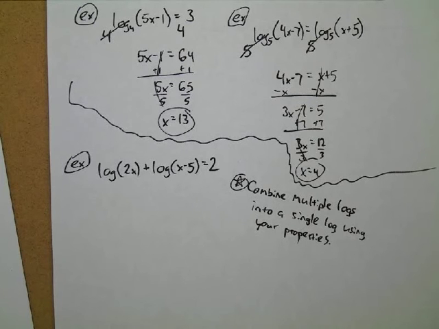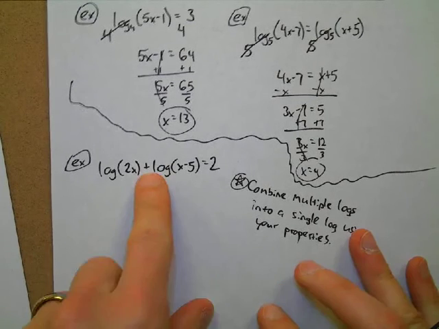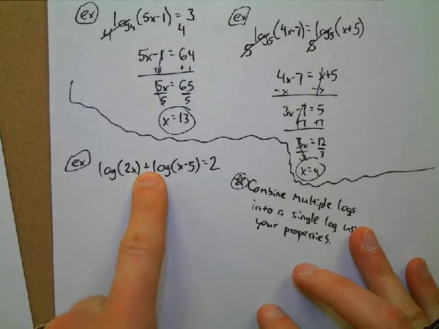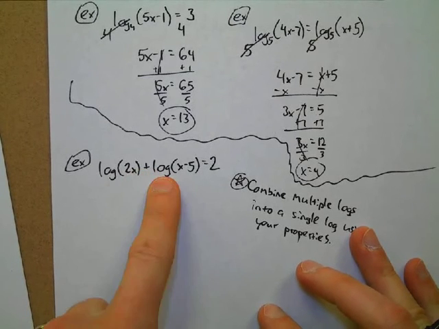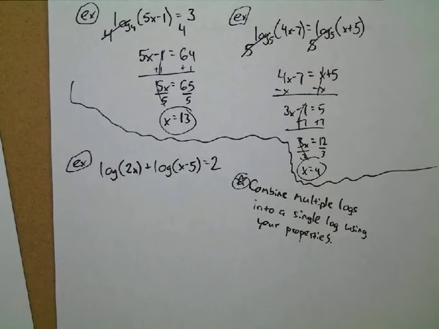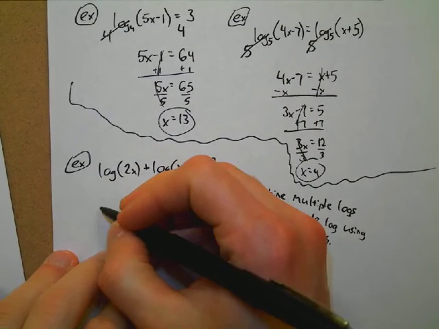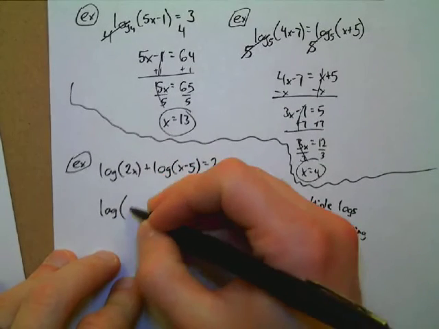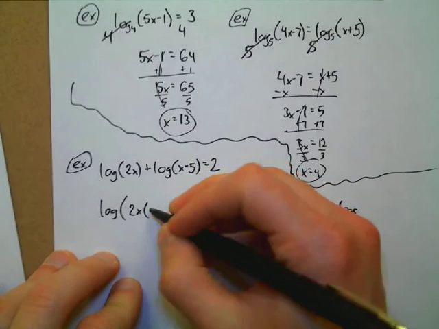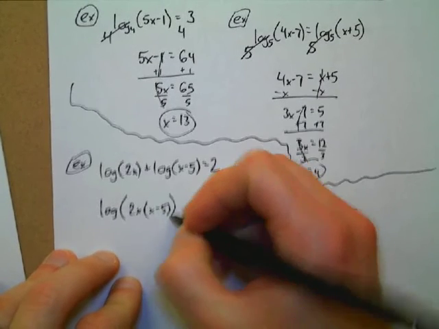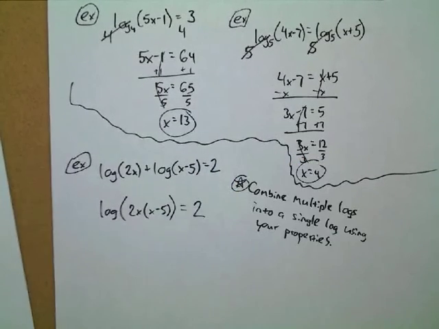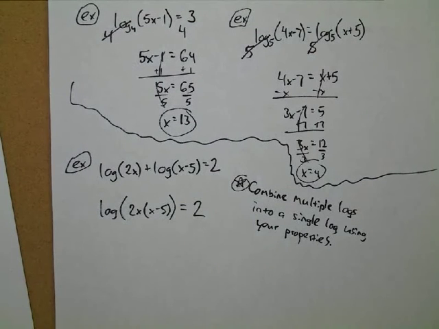So, when we have addition between two logarithms, what can we condense that to be? Multiplication. So it'll be log of 2x times x minus 5 equals 2. We took two logarithms that are being added and condensed them to a single logarithm, but then multiply what's inside together.